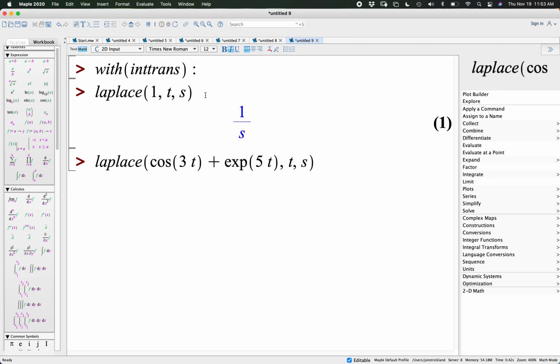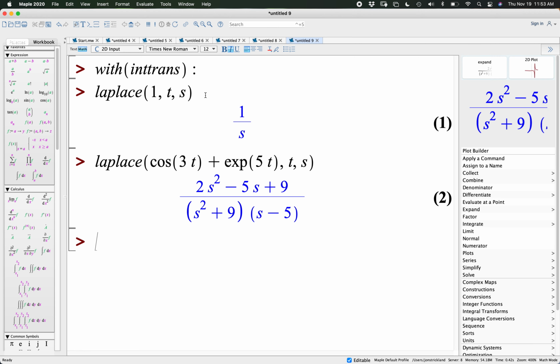So I have an expression in t, and the Laplace variable I'm going to have in terms of the letter s. So this is what you have here, just combining: 2s squared minus 5s plus 9, all over s squared plus 9 times the quantity s minus 5.